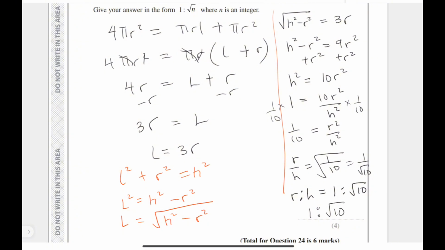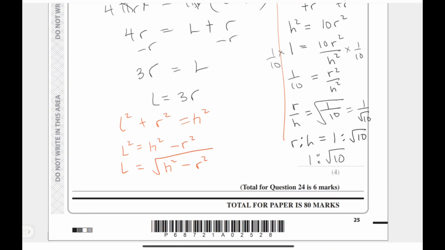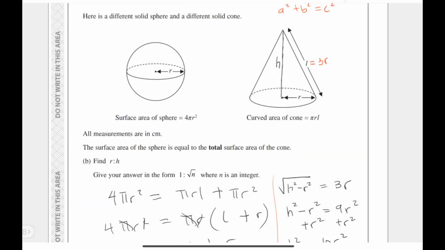I hope that makes sense. And that's it. We are done with our questions. That's the end of this paper. I hope you loved it.